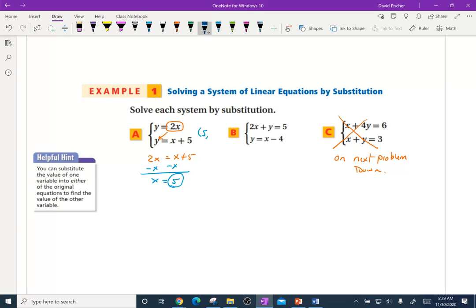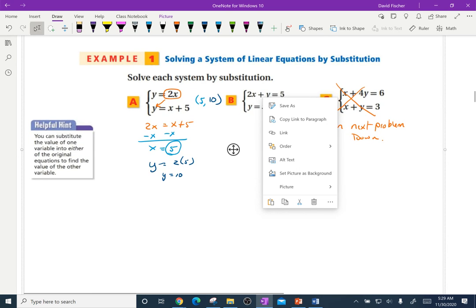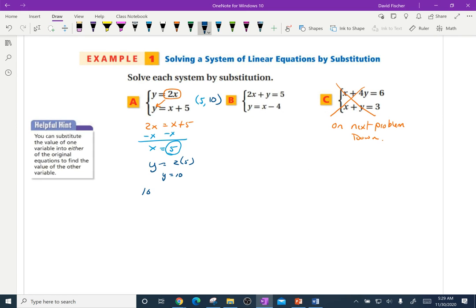You're going to see here in a minute, we're going to start moving things around, so it doesn't really matter. Sometimes one is easier than the other, but I'm just going to substitute it into the first one. So I got y equals 2 times 5, which is 10. So we could check it real quick here. 10 equals 2 times 5, 10 equals 10, so it works in the first equation. 10 equals 5 plus 5, and it works in the second equation. So we can check them.